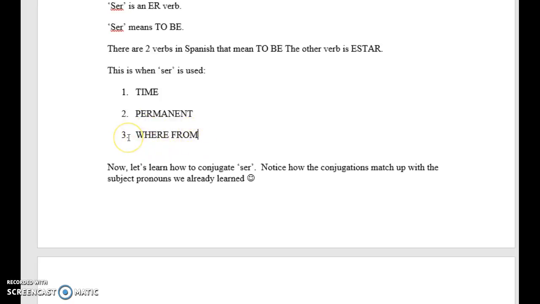Where from is the third situation where you're going to use ser. Where from is literally where you were born. It's not where you live now, it's not where you are now, but it's where you are from. For example, I'm from Columbus, Nebraska. We will look at examples using the conjugation of ser for all of these.